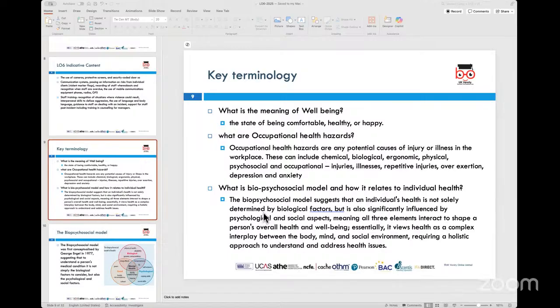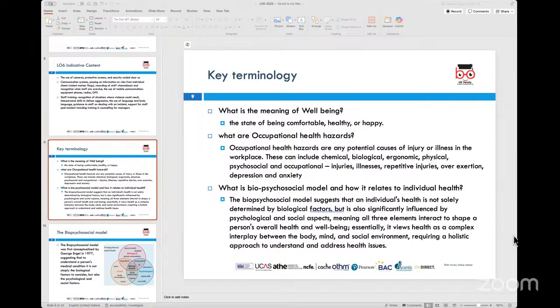Now, one of the main types of risks that we talk about is the biopsychosocial model risk. This particular model was introduced by George Engel in 1977, and it basically suggests that the individual's health and safety is not solely determined by biological factors. It is also significantly influenced by psychological and social aspects, which play a very important role in how a person's mental health and overall well-being is determined while working within an organization or a particular workplace.